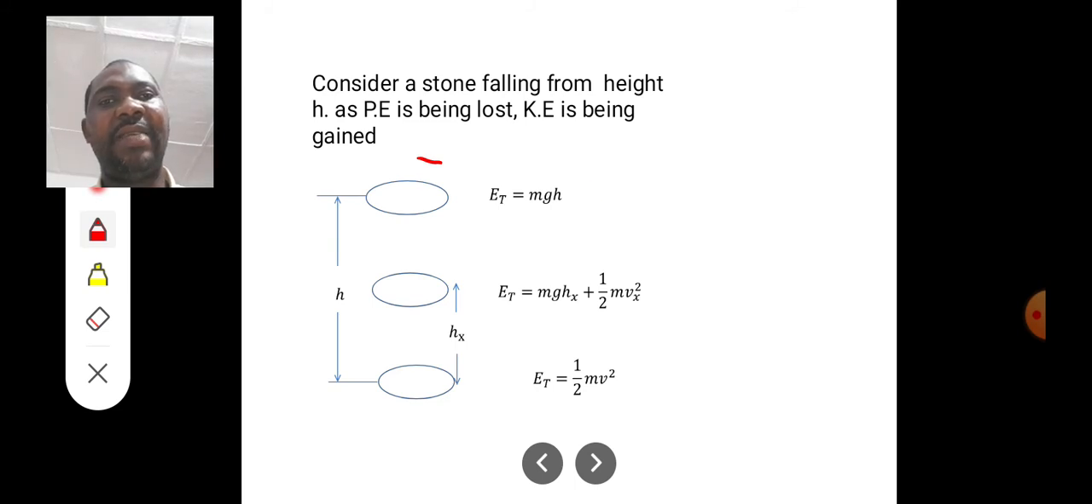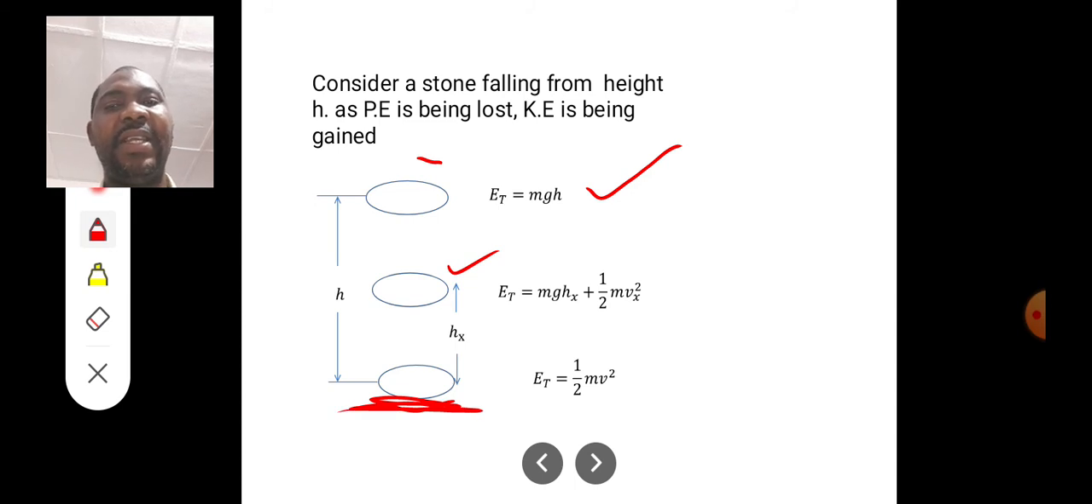That's why we see here at the maximum height, the total energy is the maximum potential energy, which is mgh. But as it is falling, at this particular height hx, the total energy is a combination of kinetic and potential, because in the middle of the motion it has some potential energy and also some kinetic energy. So that's why we say mghx plus half mvx squared. But when the object is about to hit the ground, the kinetic energy is maximum. The potential energy is zero because it is already on the floor and the height is zero. So the total energy ET is half mv squared.